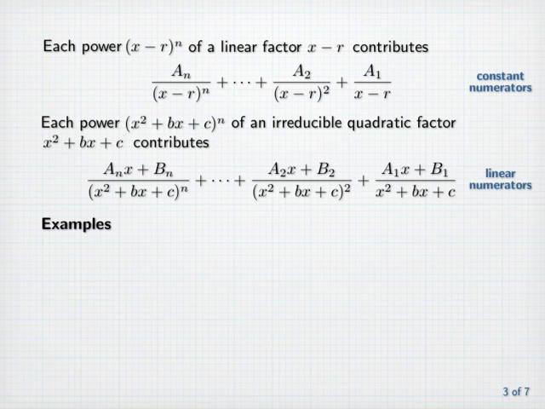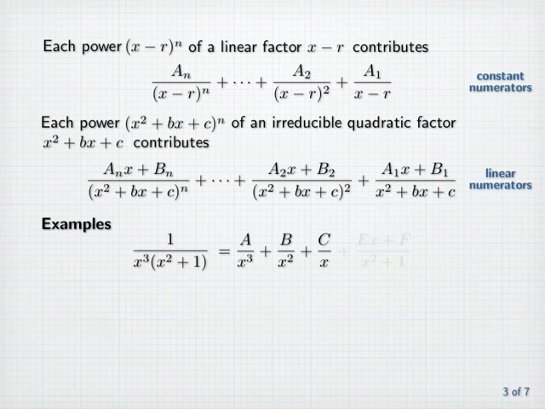For example, in the function 1 divided by x cubed times x squared plus 1, we have a linear factor x raised to the third power and an irreducible quadratic factor x squared plus 1 raised to the first power. The x cubed in the denominator contributes a over x cubed plus b over x squared plus c over x, and the quadratic factor gives us a term of the form e times x plus f over x squared plus 1. And we're guaranteed that constants a through f exist to make this true.